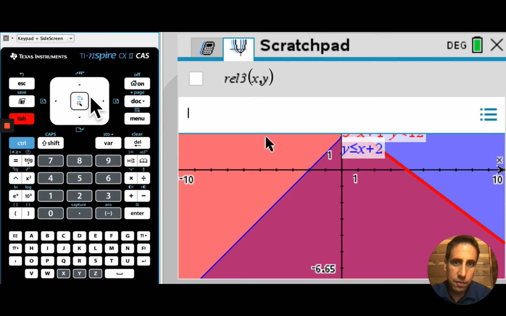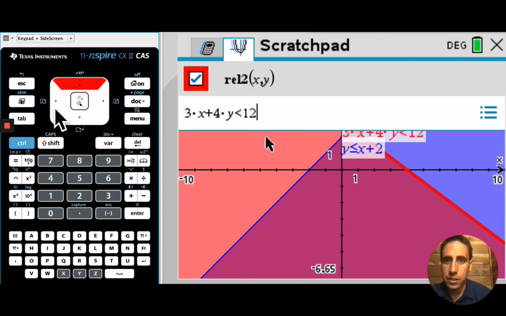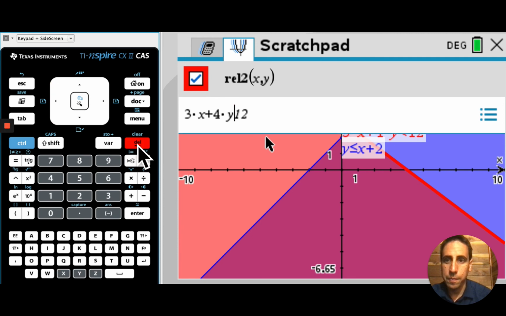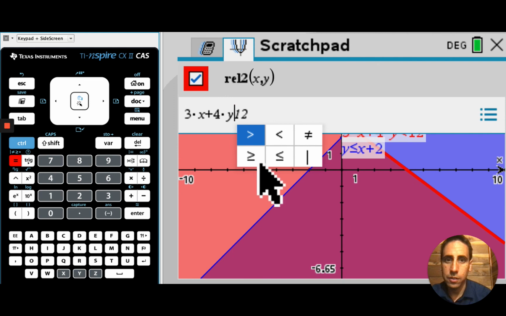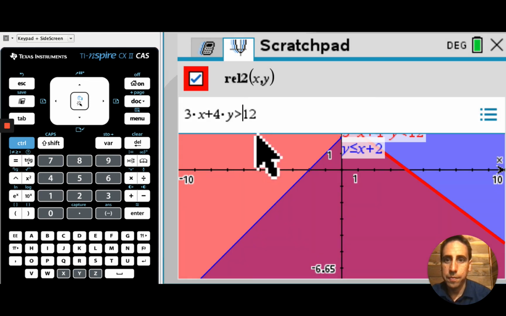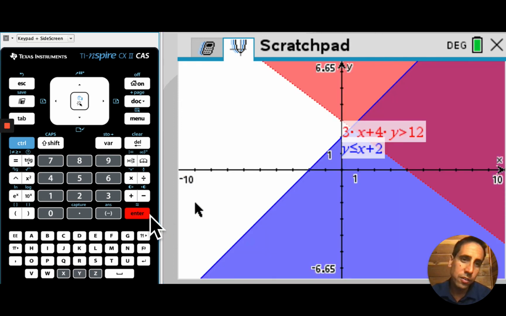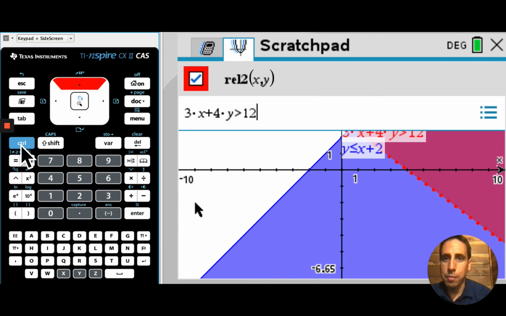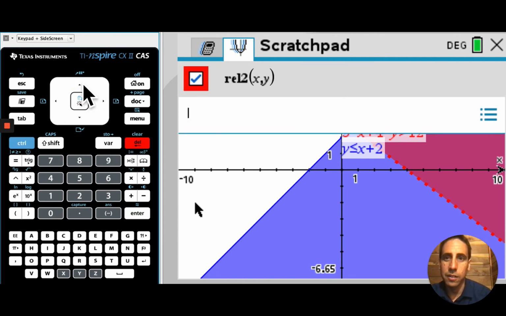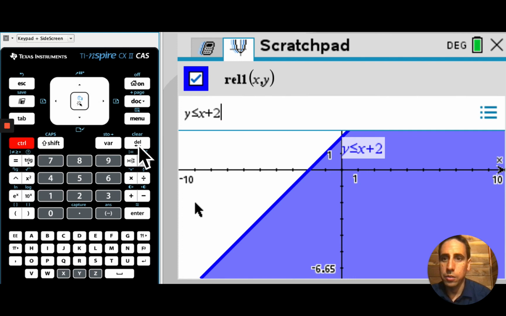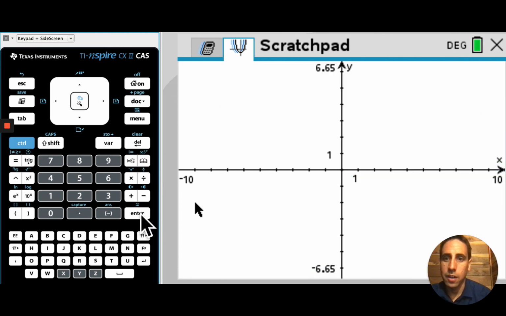And there it is. Let's change it. You can delete that symbol. Control equals. Let's try the greater than symbol. Enter. Notice you've got a dotted line here. Let's clean it up. Tab, up, control, delete, up, control, delete to clear, enter.